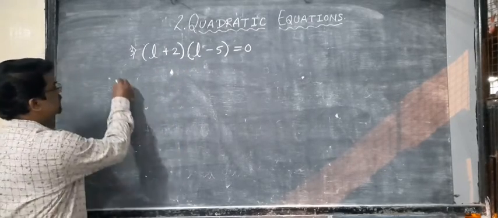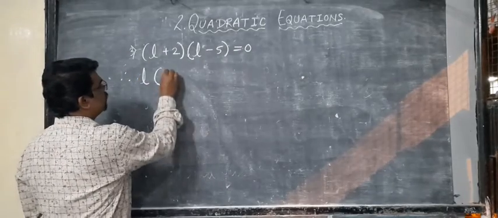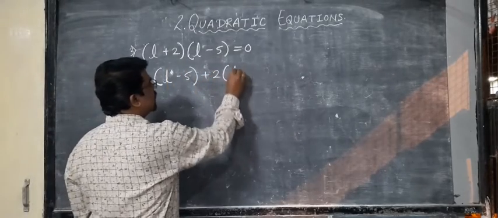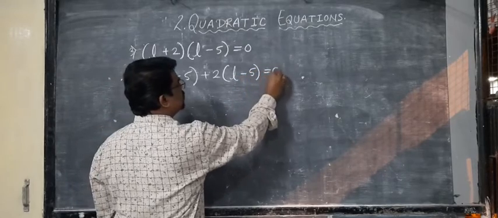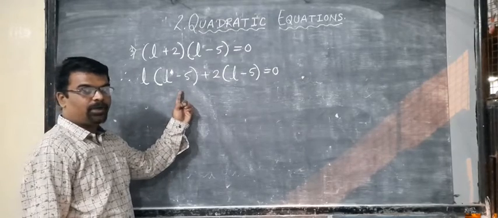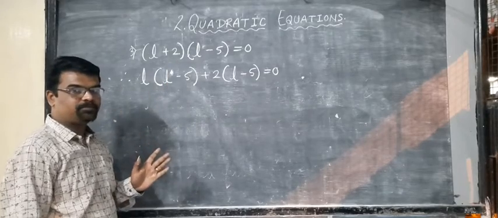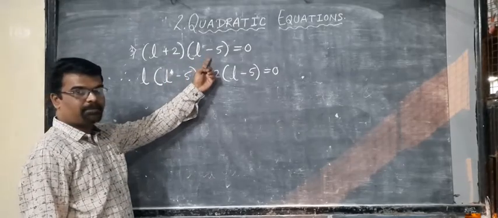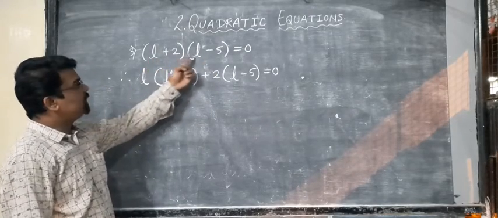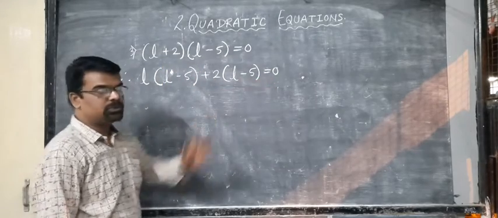So how to multiply those two brackets? L into (L - 5) plus 2 into (L - 5) is equal to 0. Here we have multiplied the second bracket by each term of the first bracket. That means L into (L - 5) plus 2 into (L - 5) is equal to 0.